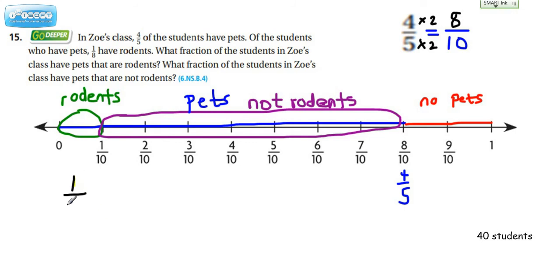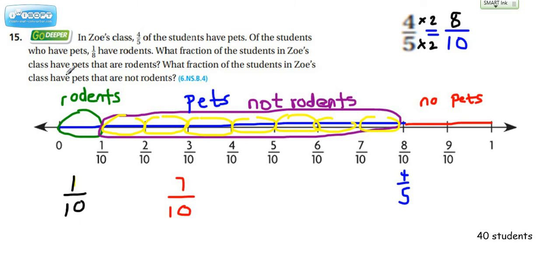And now let's figure out what's the value of what we have here. Now this is broken up into tenths still, and if we count how many tenths that is, 1, 2, 3, 4, 5, 6, 7. So that's going to be 7/10 of the class who have pets, but they're not rodents, so that might be a cat or a dog or something else.